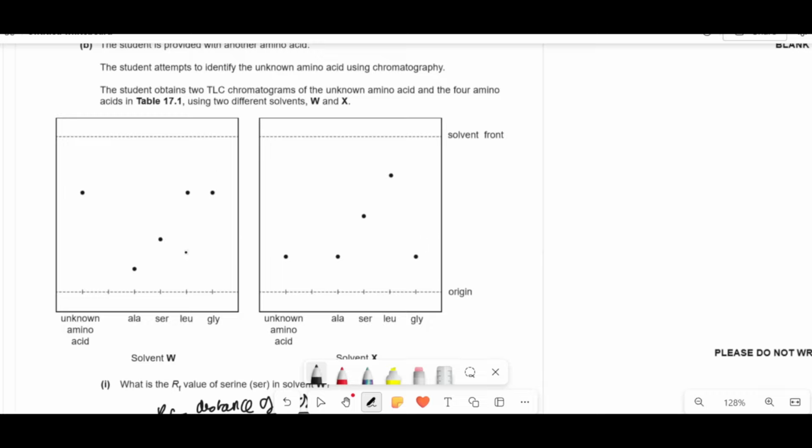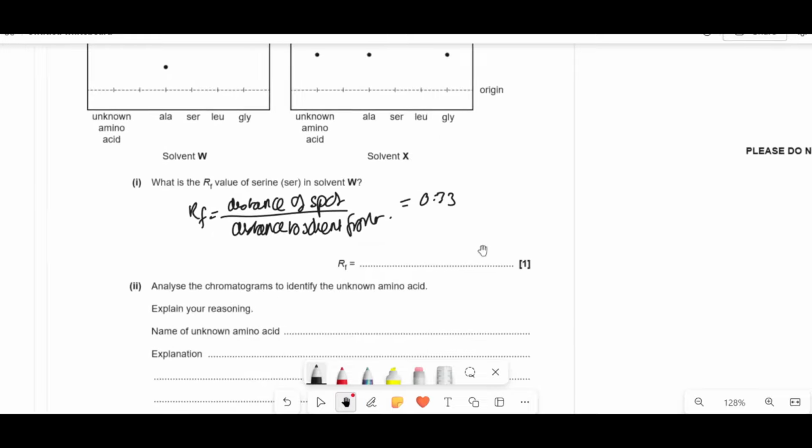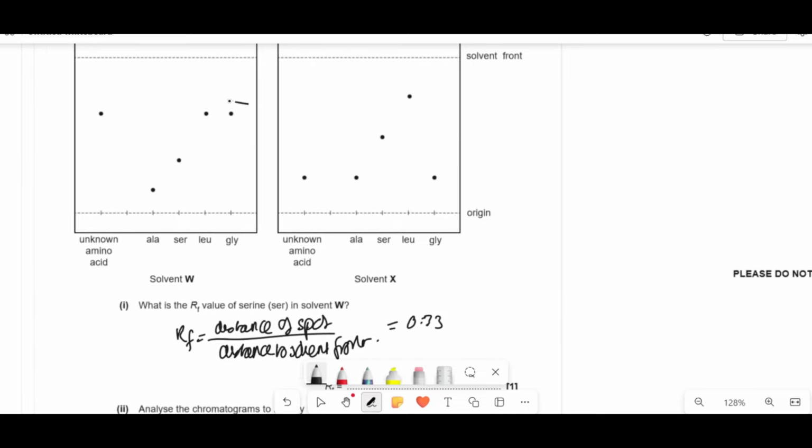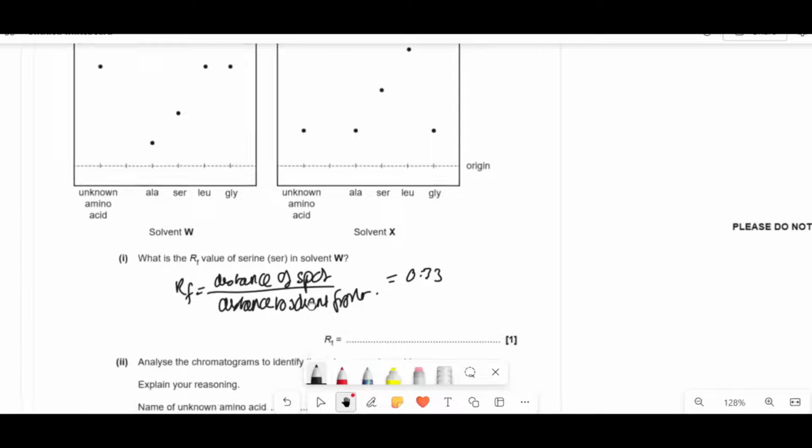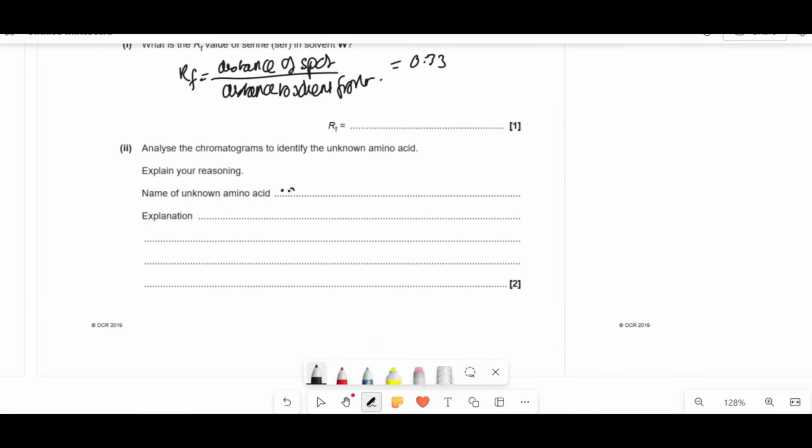The reason is because when you use different solvents, they'll move different amounts due to differing amounts of solubility. That's why they've done two, to help distinguish between which of these two it is. Although it matches these two here, it didn't match alanine here, did it? So that means it has to be glycine. So that's what you would say, is that the identity is going to be glycine. Why? It's because it's matching glycine in W and X.